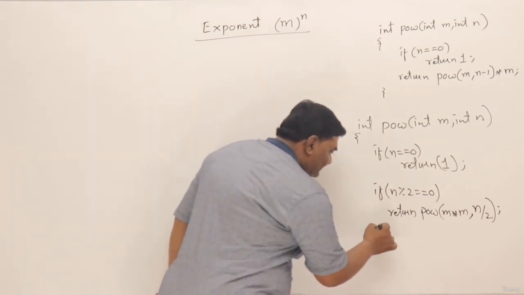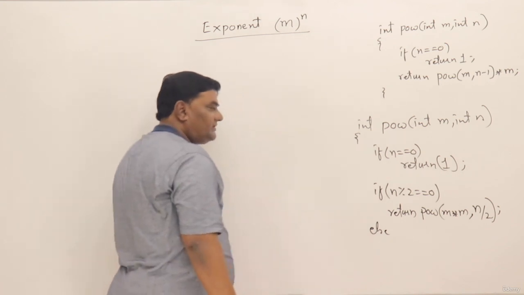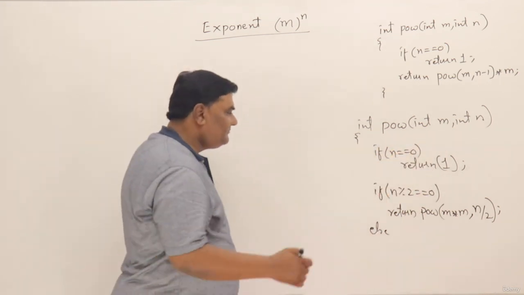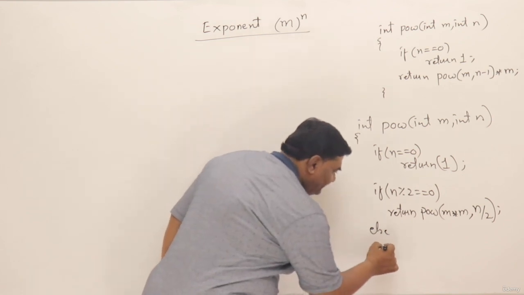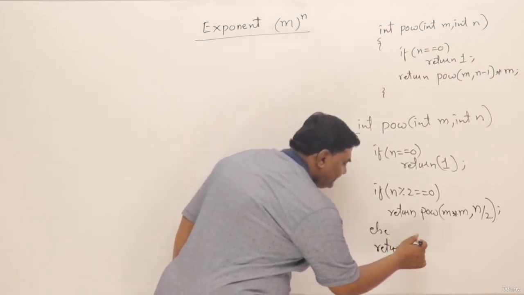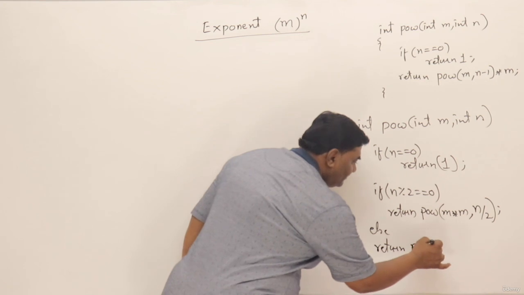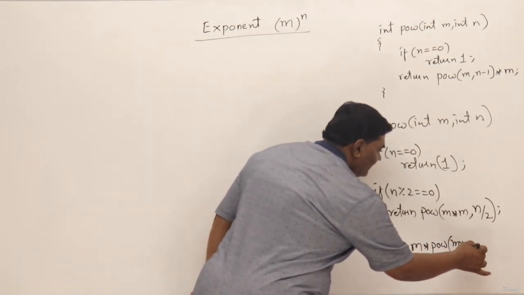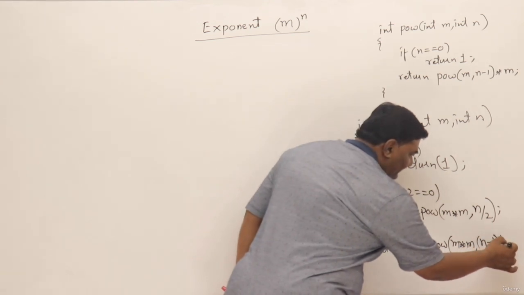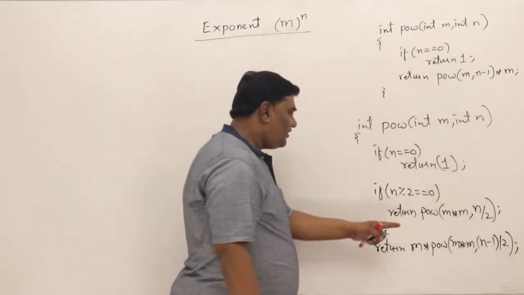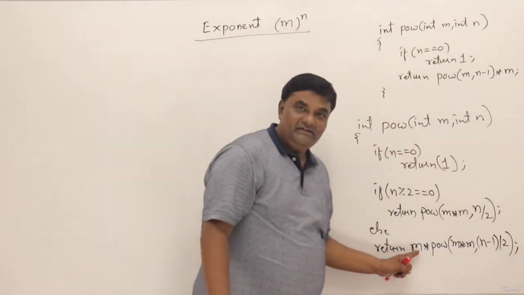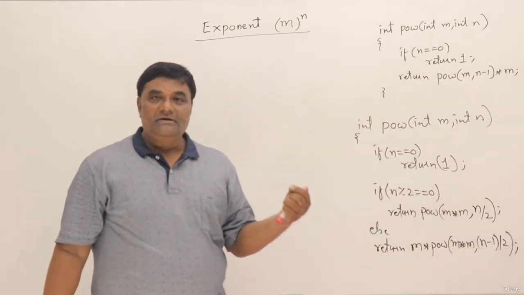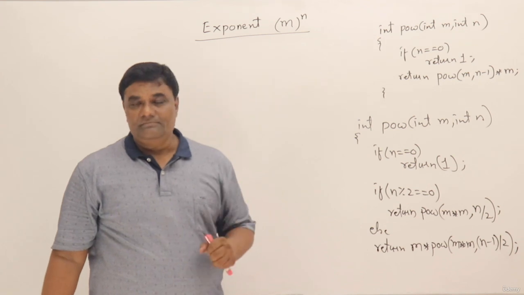Else means the number is not even, the power is odd. If the power is odd, one multiplication is extra. So I will write down return m into power of m into m, comma, n minus 1 divided by 2. If it is an odd number, then one multiplication we are taking here directly and then n minus 1 by 2. So n minus 1 will become an even number, then divided by 2.